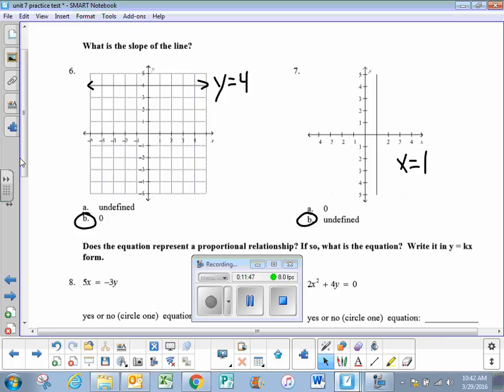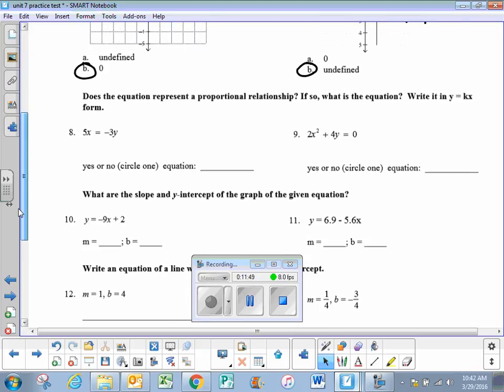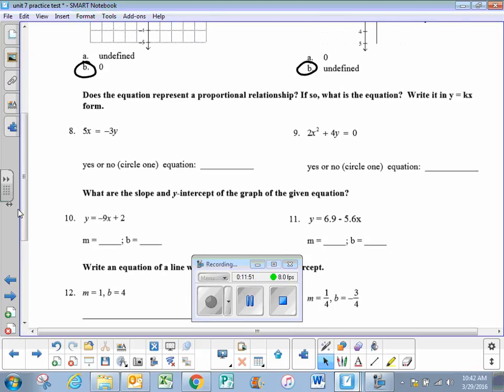Okay? Number 8. Is this a proportional relationship? Well, I don't know yet, but what if I got y alone? Remember we spent a couple of days getting y alone? Okay, y equals negative 5/3 x. Negative 3 divided by negative 3 is 1. Y equals negative 5/3 x. Is that a proportional relationship equation?